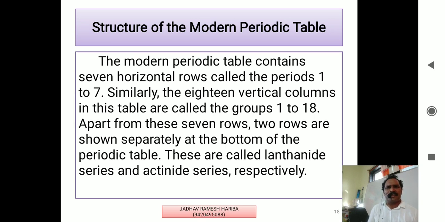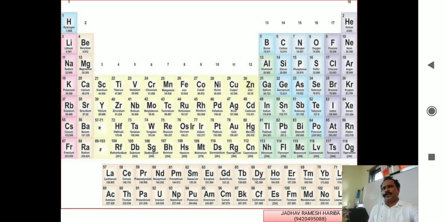Similarly, there are 18 vertical columns in this periodic table, and they are called the groups, numbered from 1 to 18. Apart from these 7 rows, 2 rows are shown separately at the bottom of the periodic table, and these are called the lanthanides and actinides series. That is the structure of the modern periodic table.